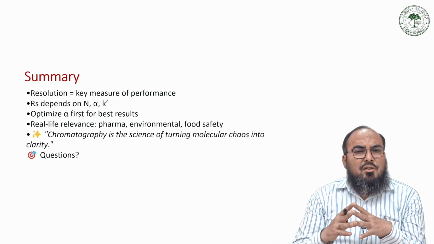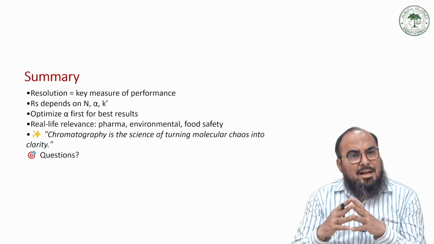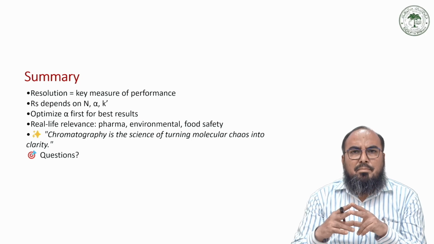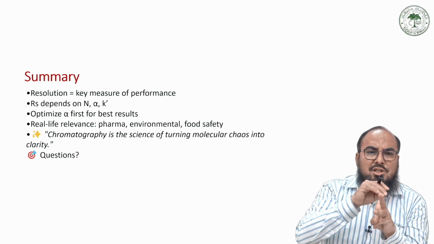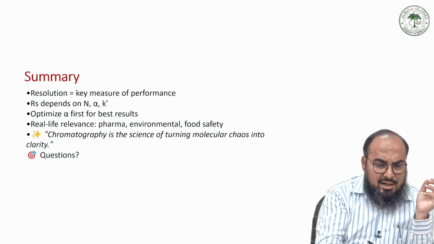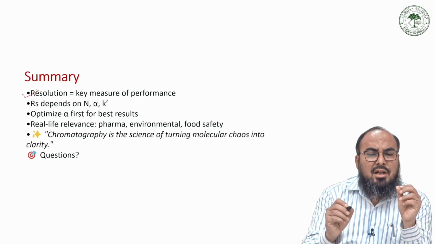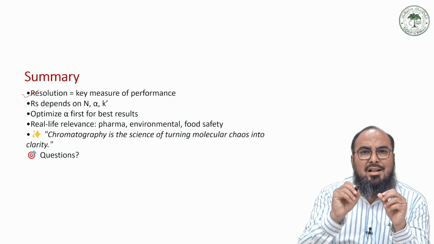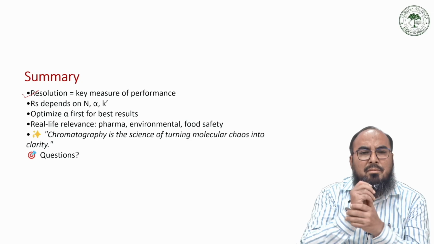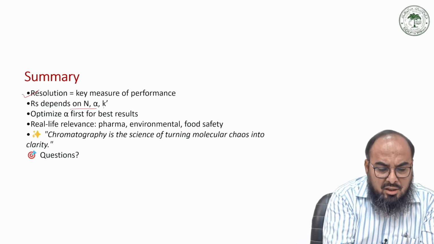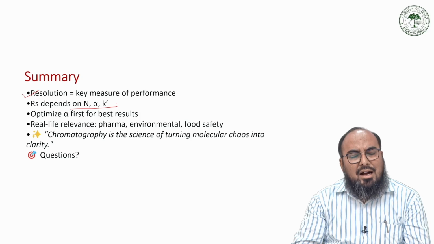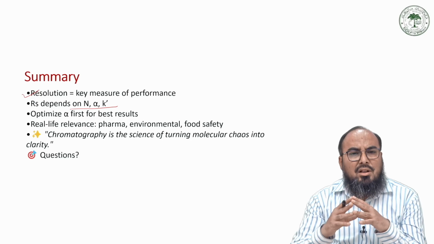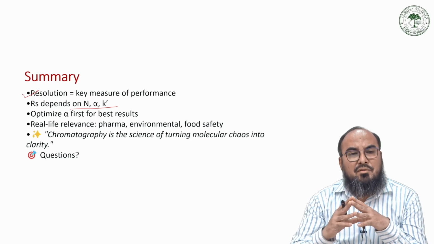So in summary, what we have covered up to this point with regard to optimization is that resolution is very important, and resolution practically depends on three factors: the efficiency of the column, the selectivity factor, and the retention factor. Resolution is the most important key for deciding the performance of your column while separating a 2-component or a 3-component mixture. It depends on the number of theoretical plates, alpha, the selectivity factor, and k dash, the retention factor. We have discussed all these three factors in detail in our previous slides.